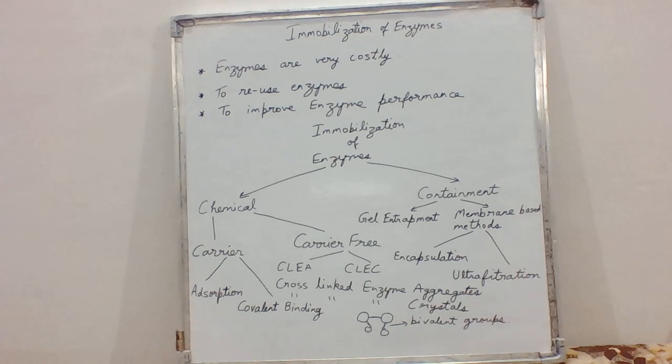Across all the immobilization methods, some activity is sometimes lost. So during the optimization process, we check for the most suitable conditions in which immobilization can be carried out to get maximum enzyme activity of the immobilized enzymes. Okay. Next, after this carrier-free method, we have the containment methods.